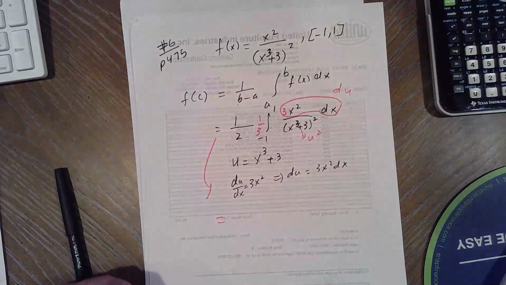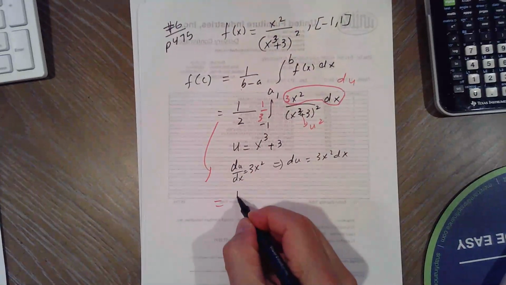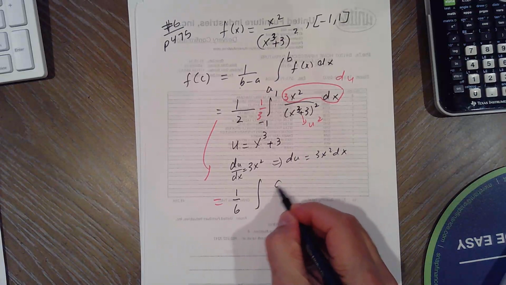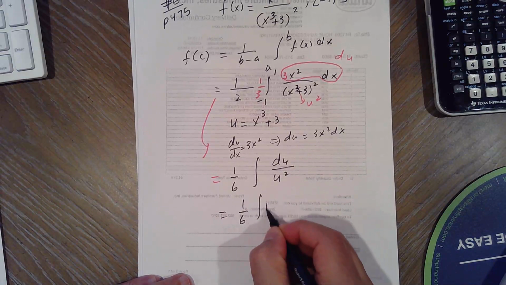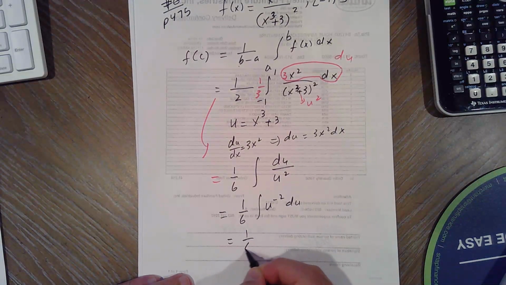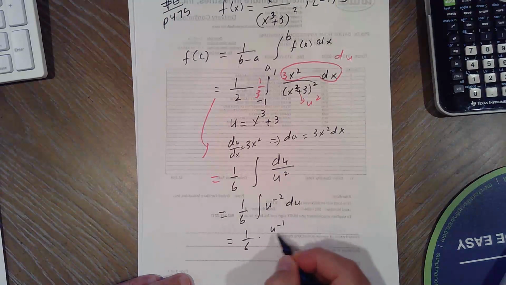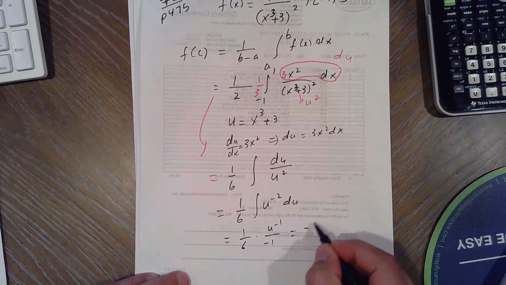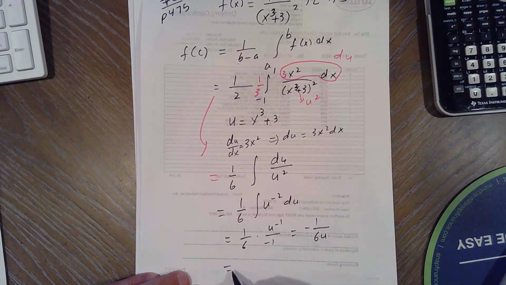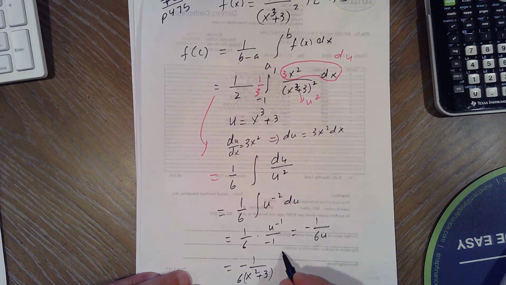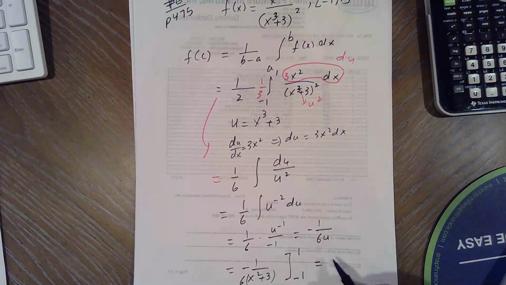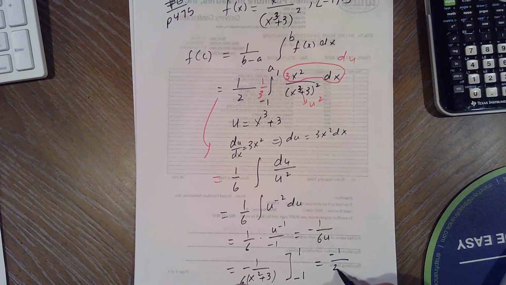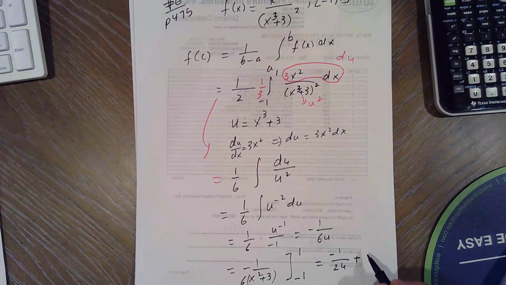So we would have 1/2 times 1/3 is 1/6 integral of du over u squared. Remember, I leave the limits out until I bring x back. Integral of u to the negative 2. U to the negative 2 plus 1 is negative 1 divided by negative 1, which is negative 1 over 6u. We bring x back. U is x cubed plus 3. And then we're going to bring the limits back. And we would have, if we plug the 1 in here, negative 1 over 4 times 6 is 24, minus negative, so it's a plus.